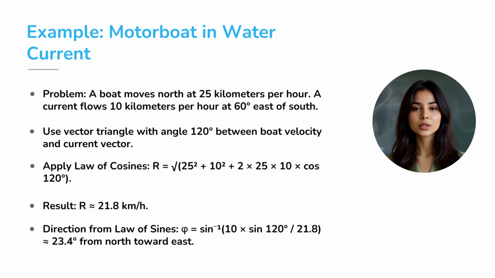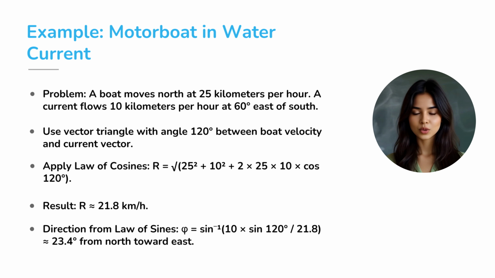Let's apply what we've learned with a practical example. A motorboat is moving due north at 25 km per hour and the water current flows at 10 km per hour, 60 degrees east of south. The angle between the two vectors is 120 degrees.